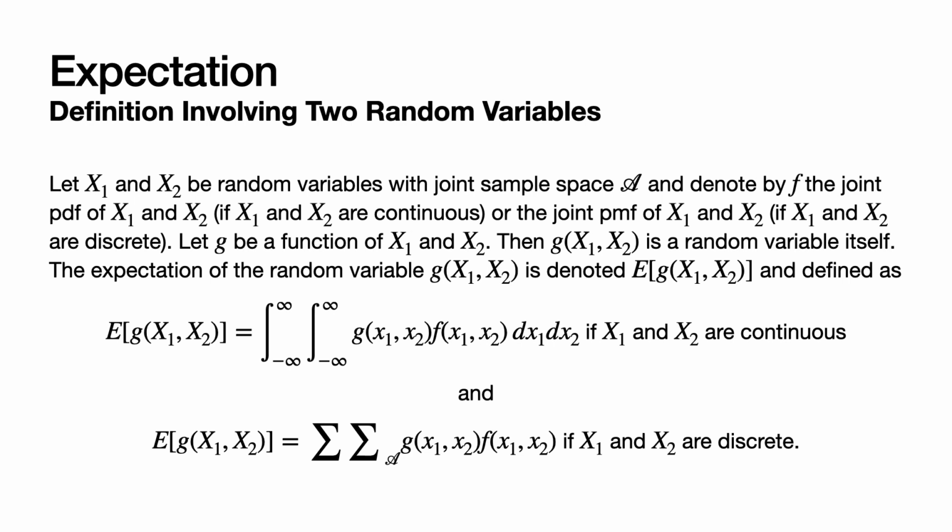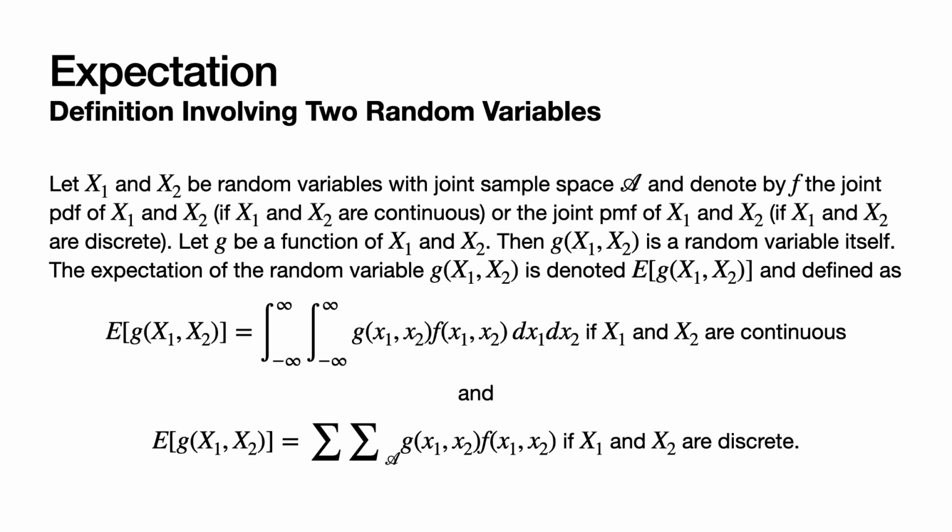Next, let's define expectation in the context of two random variables. So let x1 and x2 be random variables with joint sample space, which we will again denote by script A, and denote by lowercase f the joint PDF of x1 and x2 if x1 and x2 are continuous, or the joint PMF of x1 and x2 if x1 and x2 are discrete. Let g be a function of x1 and x2. Then the function g of x1 and x2 is a random variable itself. The expectation of the random variable g of x1 and x2 is denoted by E of g of x1 and x2 and is defined in the following way.